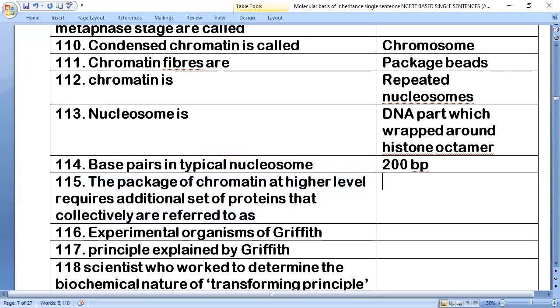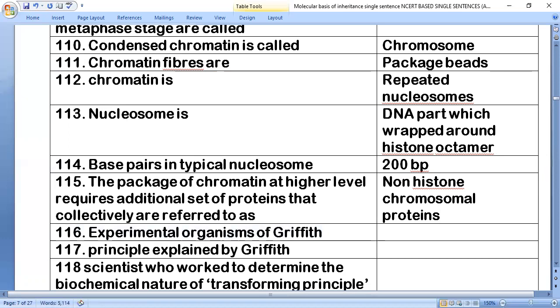The packaging of chromatin at a higher level requires an additional set of proteins that are collectively referred to as non-histone chromosomal proteins.